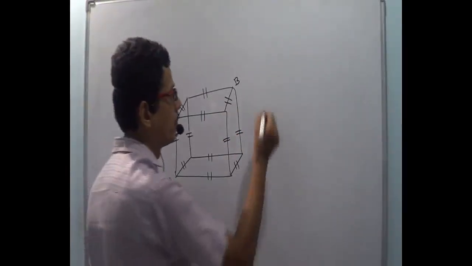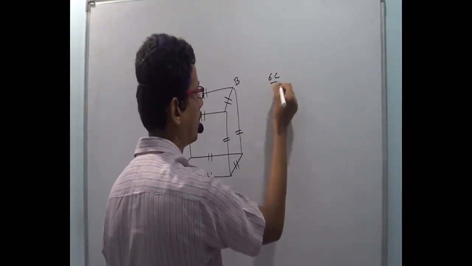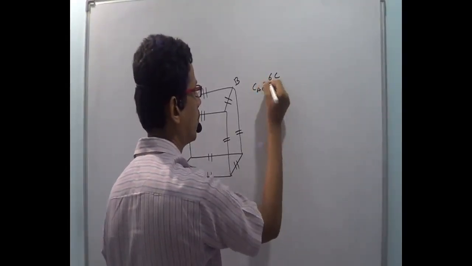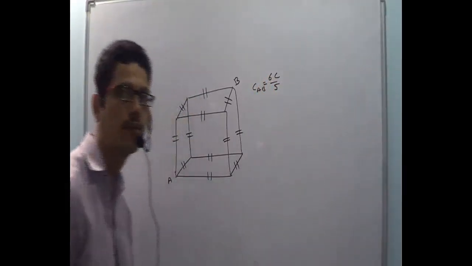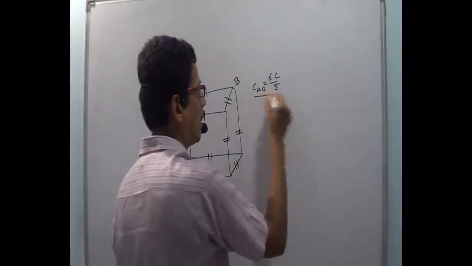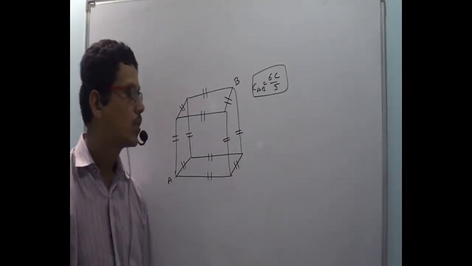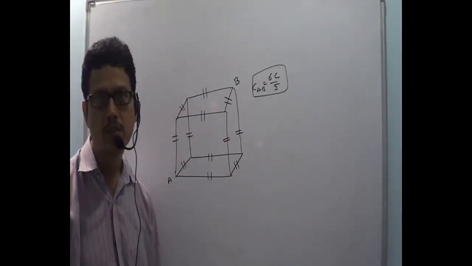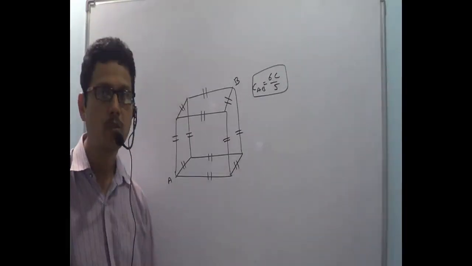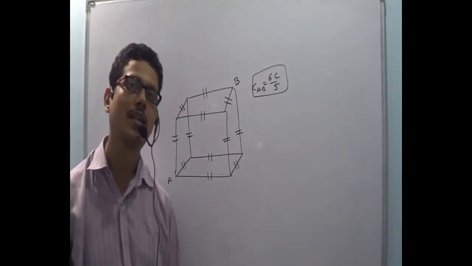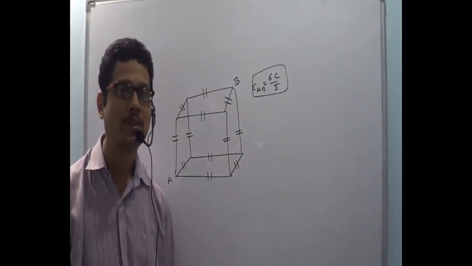So this is an important one. This will be 6C by 5. What will be the answer? 6C by 5. So let us do this using two methods. First by using Kirchhoff's laws and second one by symmetry.